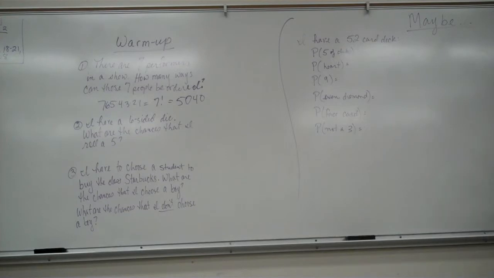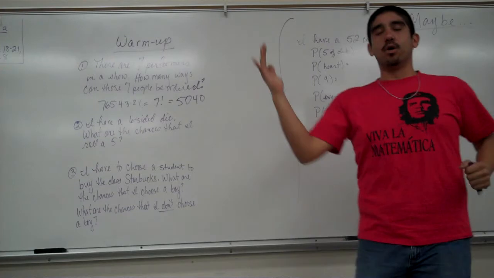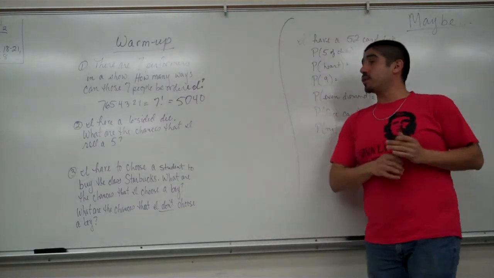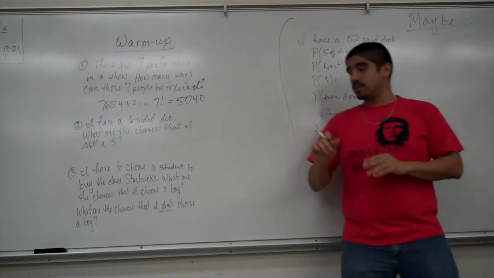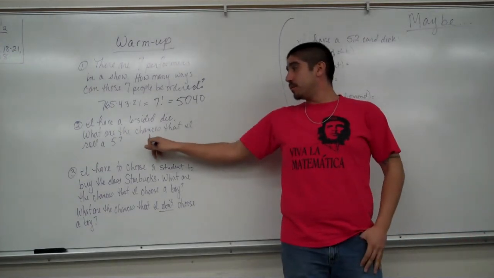I have a 6-sided die. We're going to take that 6-sided die. Boom. Roll it. What are the chances that I'm going to hit a 5? 1/6. Why is it 1/6? What's the 1 represent? The 5.